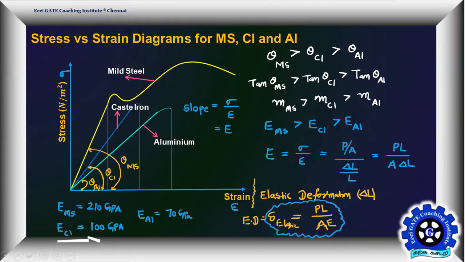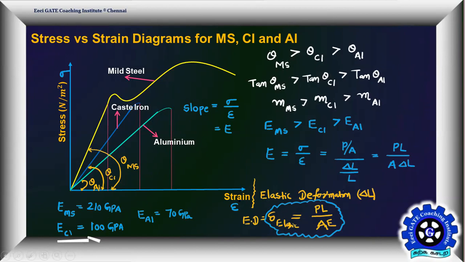Here we need to observe one thing. Once you observe here, elastic deformation. Among these three, which one has more elastic deformation? Mild steel, cast iron, aluminium. Aluminium, sir. Aluminium has more elastic deformation. Correct? From here to here, more strain.